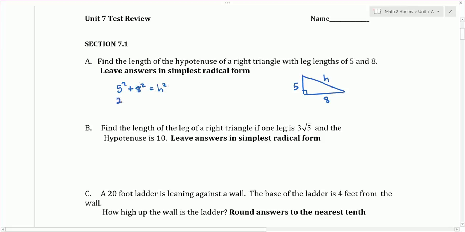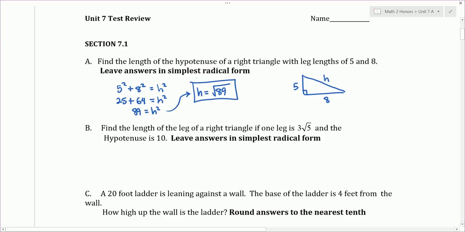So 5 squared is 25. 8 squared is 64, equal to h squared, and 25 plus 64 is 89. Take the square root of both sides, and h is equal to the square root of 89. And 89 is a prime number, so that is as simplified as we can get it, so that's our answer.